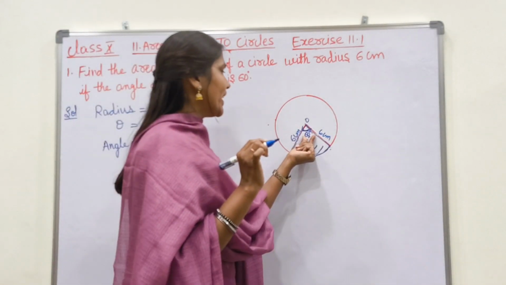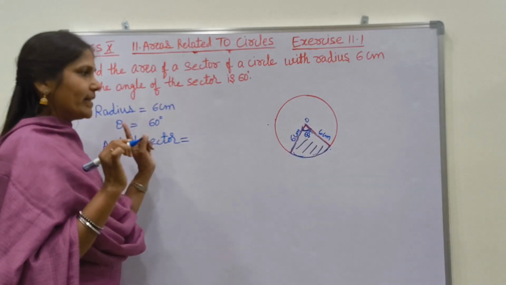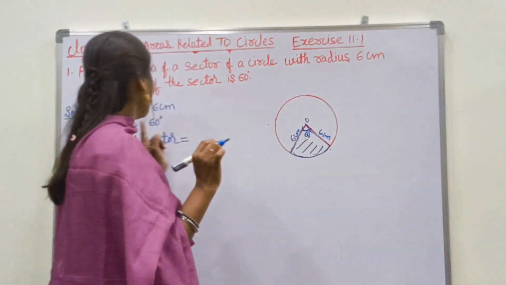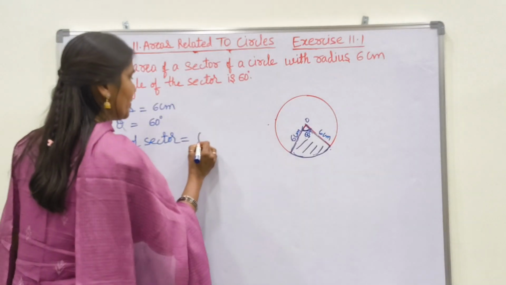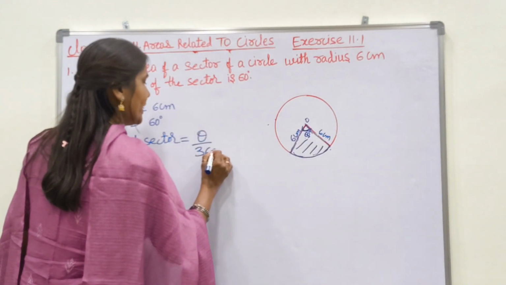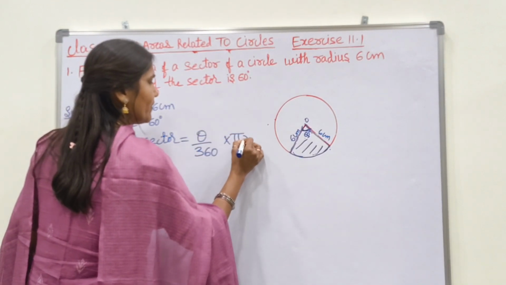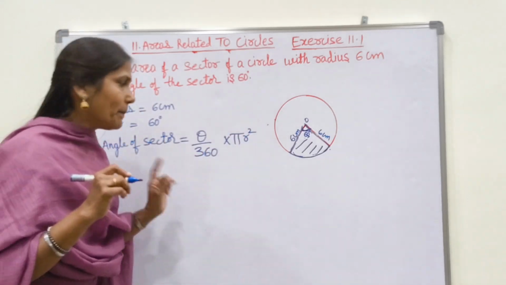For the sector's degree we will take theta. Theta is equal to 60 degree. Theta is nothing but the degree. First, the area of a sector. The area of a sector formula, first you write: theta by 360 into pi r square. Area of a sector is equal to theta by 360 into pi r square.